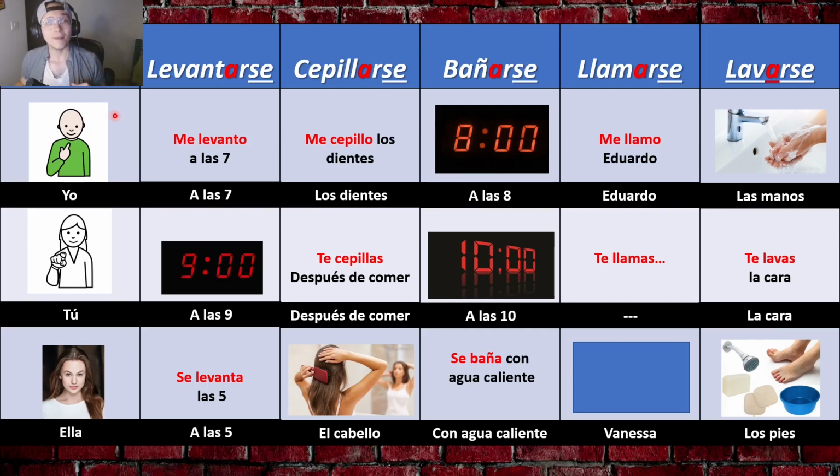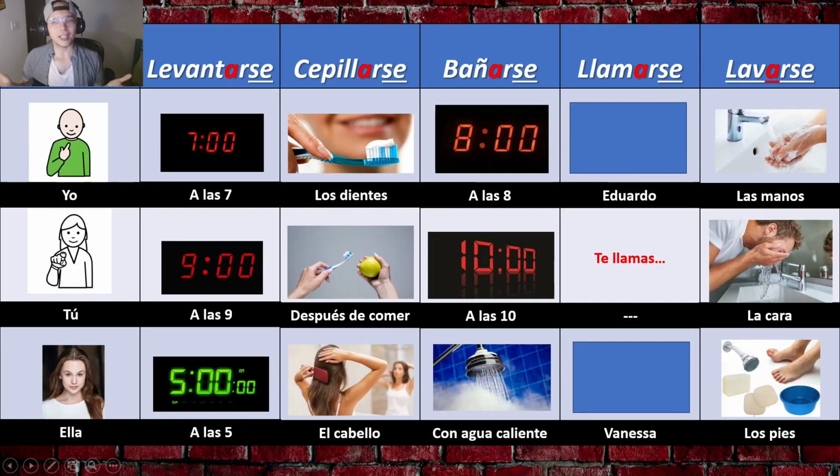So we say, yo me lavo las manos. One more time. Yo me lavo las manos. I wash my hands. Now, let's go with the negative part. Remember that in Spanish, the negative is as simple as putting the no after the subject, okay? And before the conjugation.